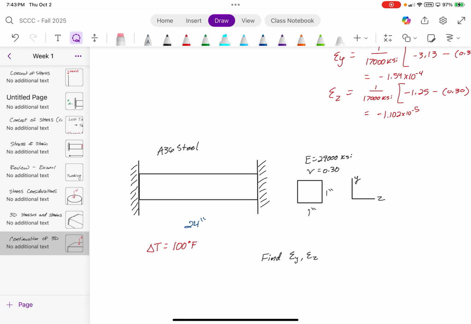Now I just combined two problems into one. Wow. Oh boy. And then I'll be nice and I'll give you guys alpha also. That's 6.5 times 10 to the negative 6, 1 over degrees Fahrenheit.